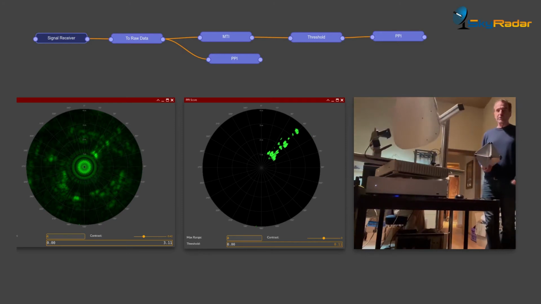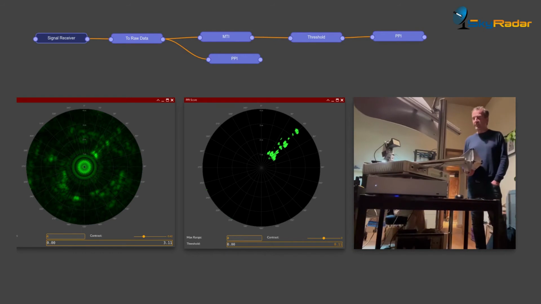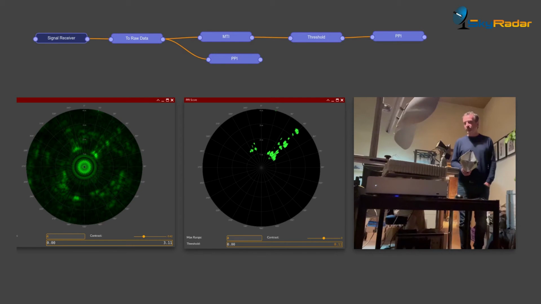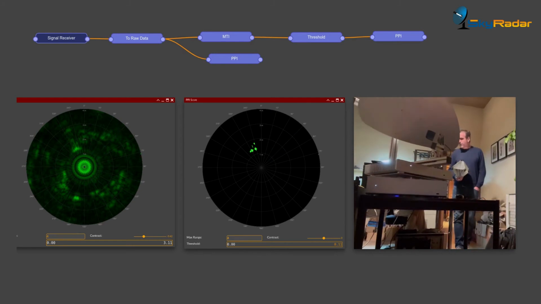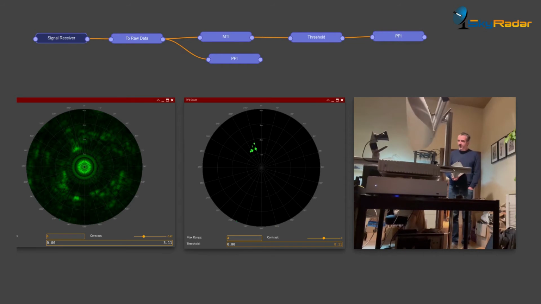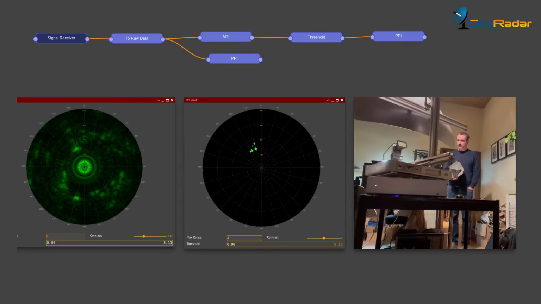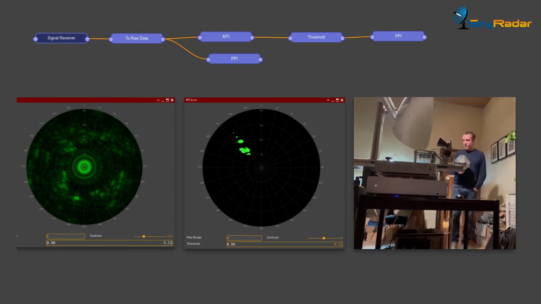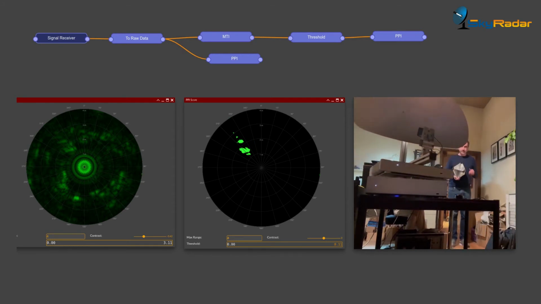Today I show you a comparison of raw data and moving data filtered out by a moving target indicator. The right side is the moving data with the MTI filter, the left side is just raw data. You see our radar is rotating, I have a corner reflector, and you see my movements on the right side very nicely filtered out. On the left side, it's not recognizable. So this filter is important.